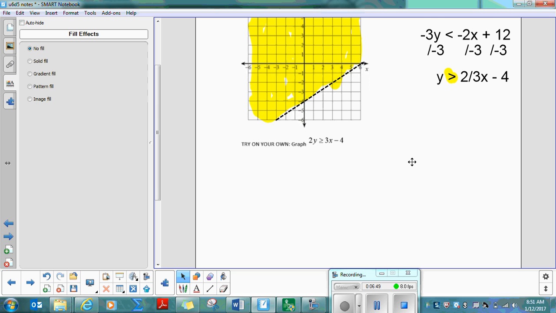Okay? Now you're going to go ahead and try to graph one on your own. So graph 2y is greater than or equal to 3x minus 4. Pause the video. When you come back, I'll have the answer for you.